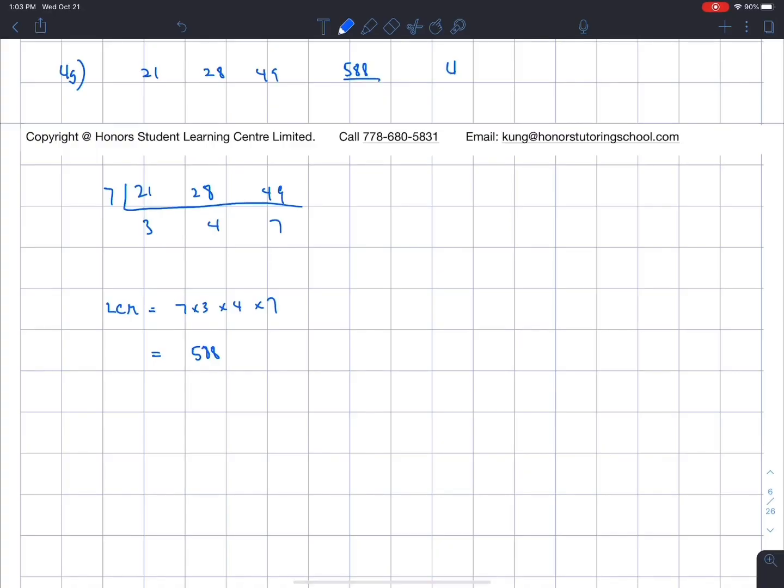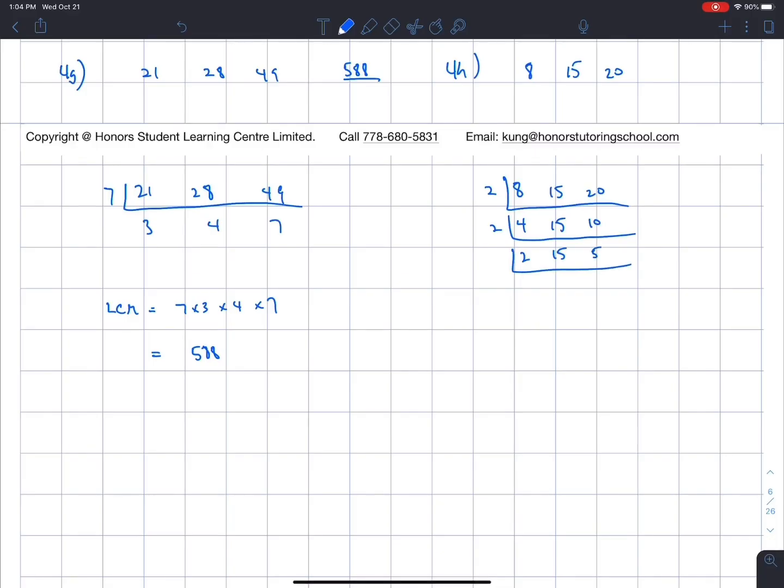For H, we have 8, 15, and 20. We can divide 8 and 20 by 2. I mean 4 and 10 by 2. So 4 divided by 2 is 2. 10 divided by 2 is 5. So when it's not divisible, we just move it down. You see the 15, I just move it down.